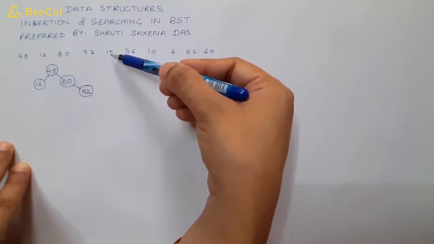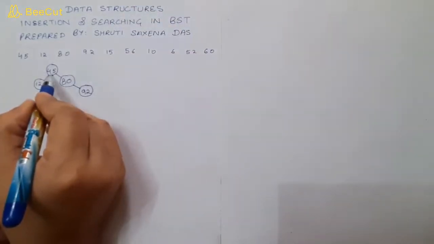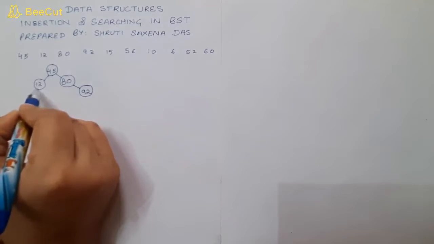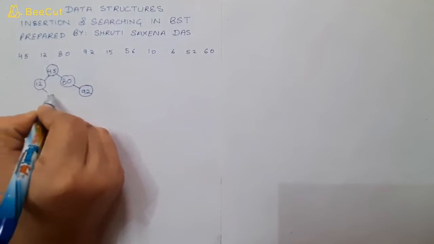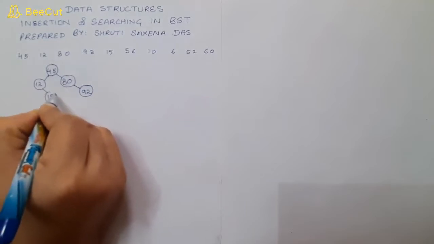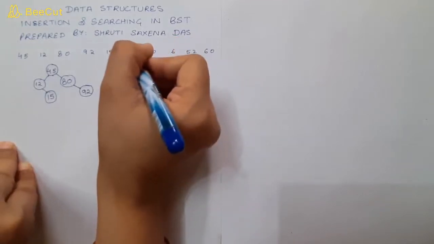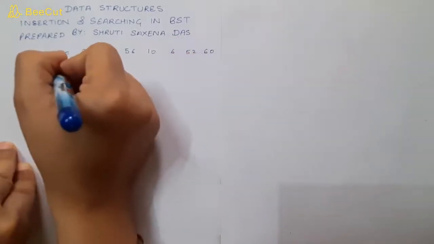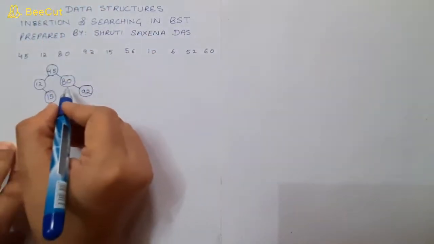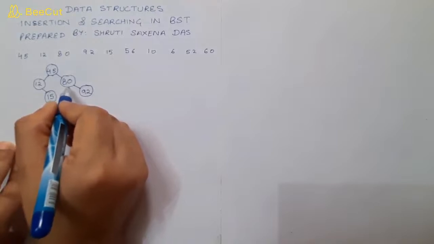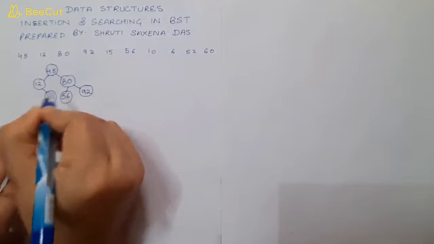Now next step, 15. 15 we'll compare with the root node. 15 is less, so we'll come to 12. We'll compare 15 with 12. 15 is greater than 12, so it will come in the right of 12. Next, 56 we'll compare with the root. It is greater, so we'll come to 80. We'll compare with 80, then 56 is less, so 56 will be inserted in the left of 80.